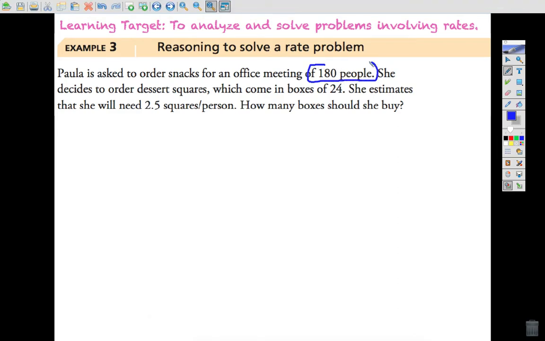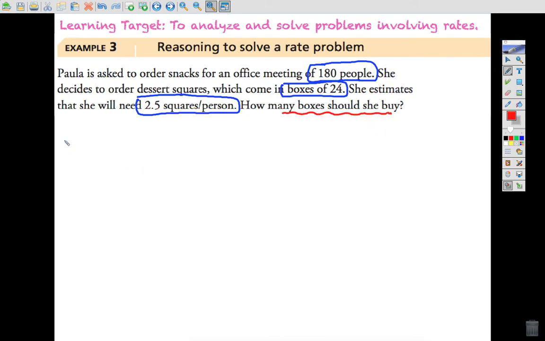You'll notice that you're starting out, you have about 180 people. You know that the squares are sold in boxes of 24, and you know you need a rate of about 2.5 squares per person. So what is the ultimate goal? It's for us to figure out how many boxes do we actually need to buy. So let's start with what we do know.